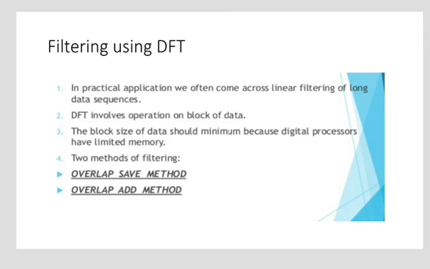First is filtering using DFT, that is filtering using discrete Fourier transform. In practical applications, we often come across a linear filtering of long data sequence. DFT involves operation on block of the data. The block size of the data should be minimized because digital processors have limited memory. So there are two methods of filtering: overlap save method and overlap add method.